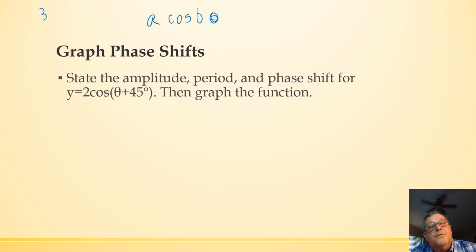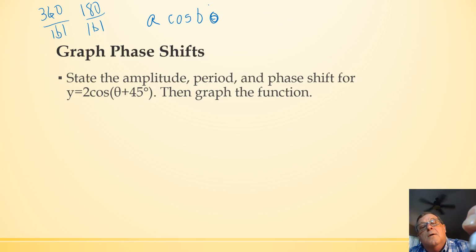Just as a review, when we're dealing with sine and cosine functions, our period is 360 over the absolute value of B. And if it's a tangent or a cotangent function, it's 180 over the absolute value of B. So B helps to determine the period, and now we introduce something else, which is H. And H relates to the phase shift or the horizontal shift.